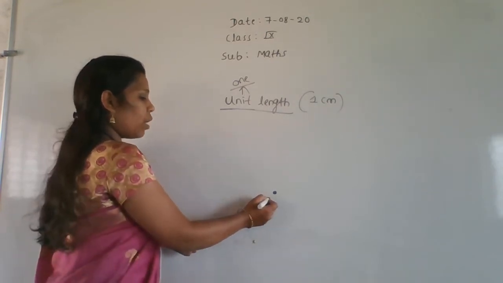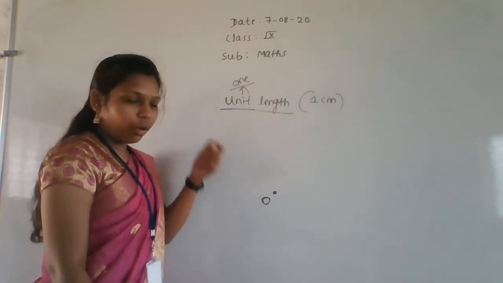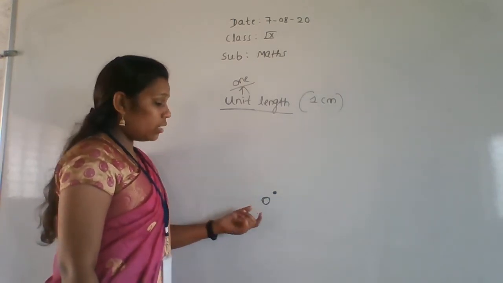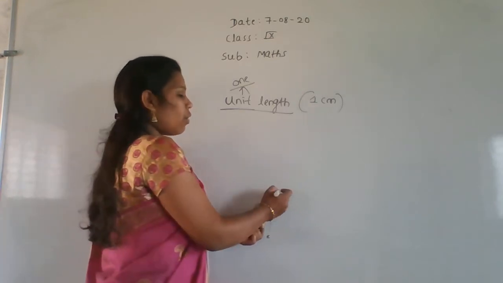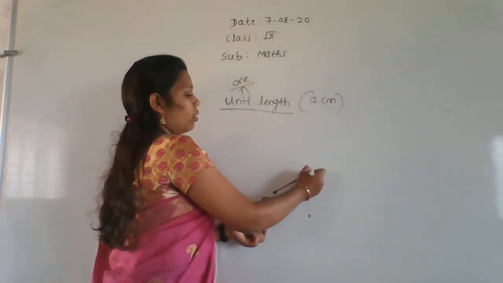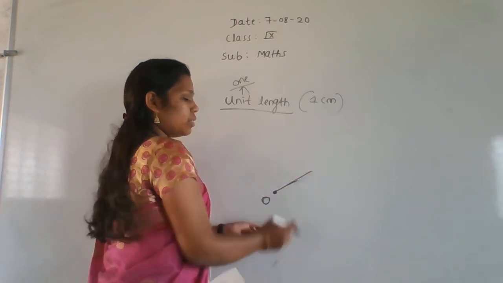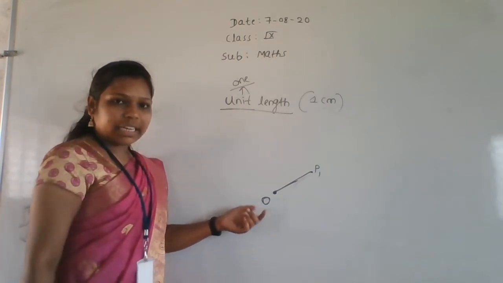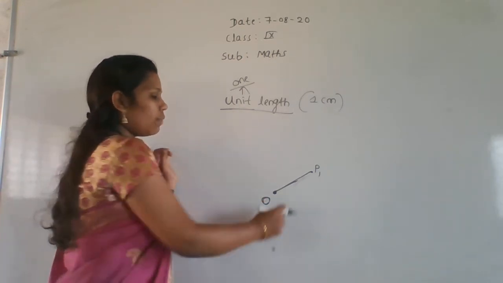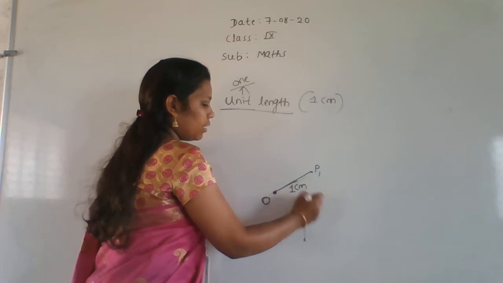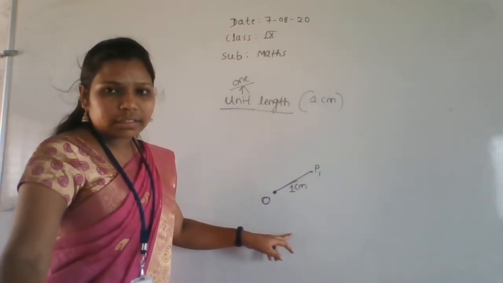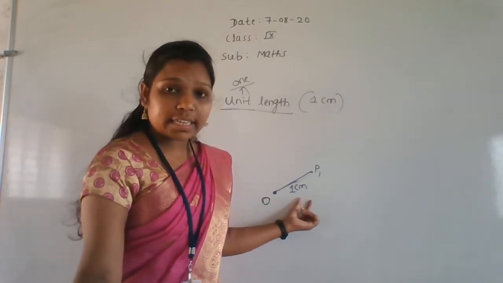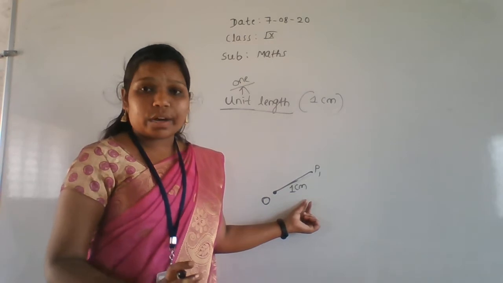Take any point on this sheet, which is called O, and draw one line here using a scale and name the endpoint P1. The length should be 1 centimeter only. Please keep that in mind. This must and should be 1 centimeter.